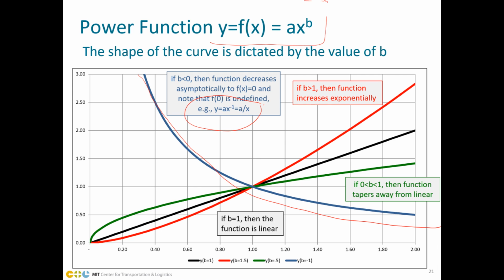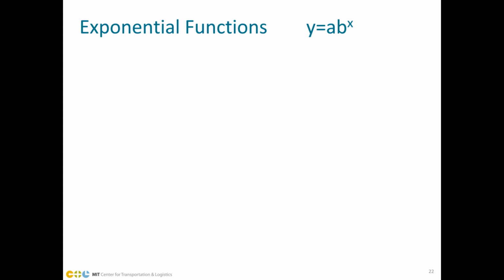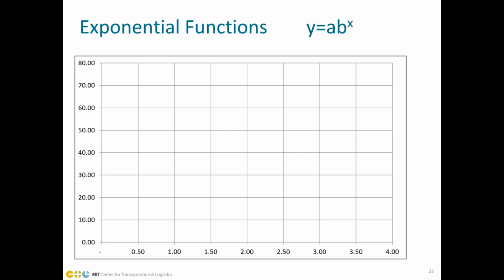Okay, so now let's go to the exponential function, which is very similar. And the exponential function is simply y equals a times b, where b is raised to the x. And remember, a and b are constant. The variable is x. So what does this look like? Here's my chart. X-axis on the horizontal, y-axis is on the vertical.